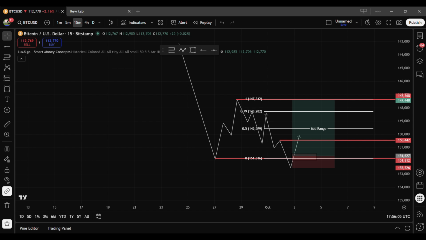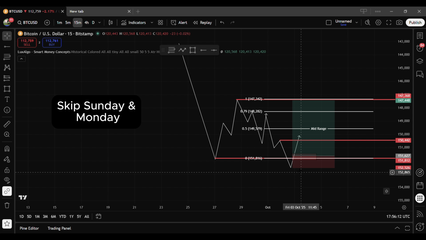For my testing, I do recommend skipping Sundays and Mondays. The markets are usually slow and choppy during those days. If you want to be extra cautious, skip Saturday too. That's basically the full model.